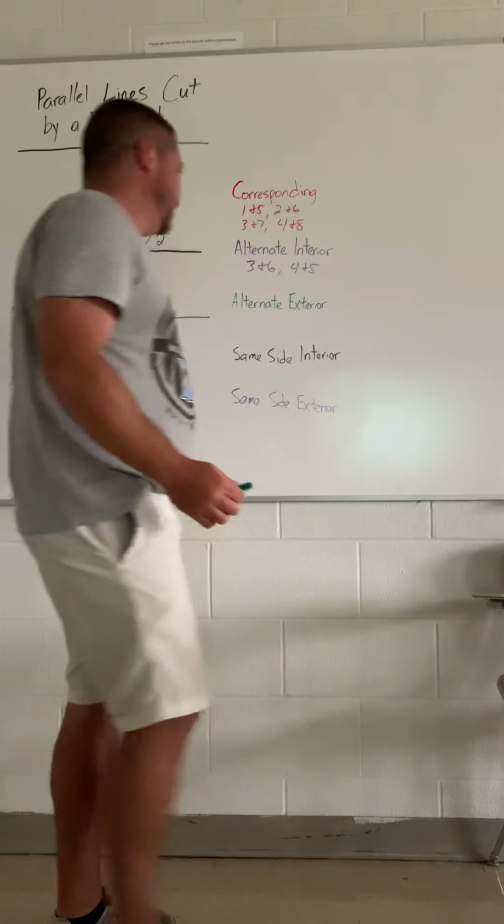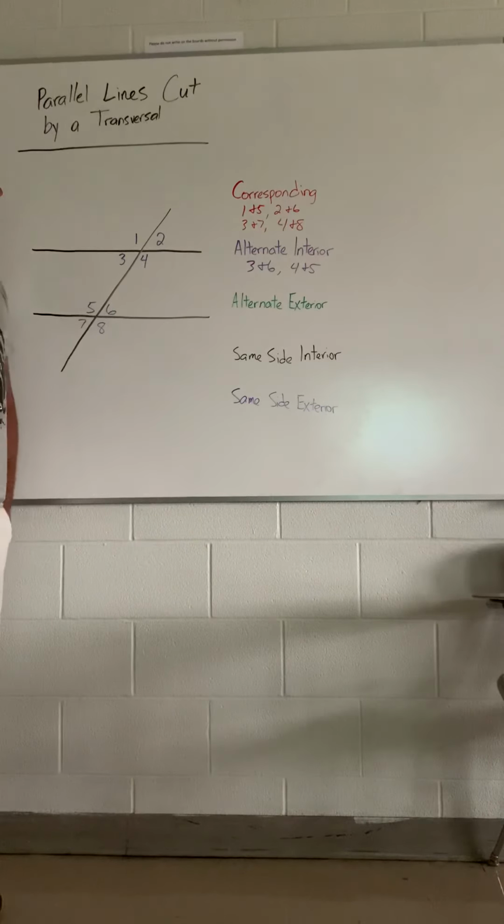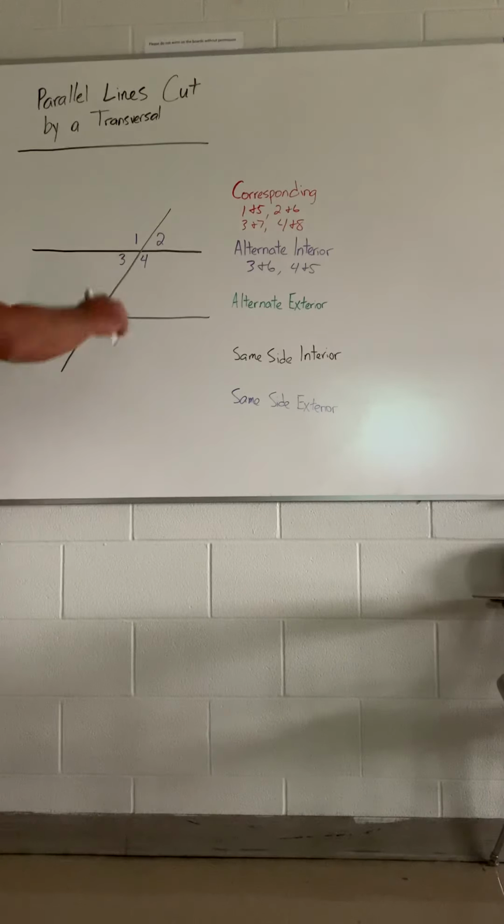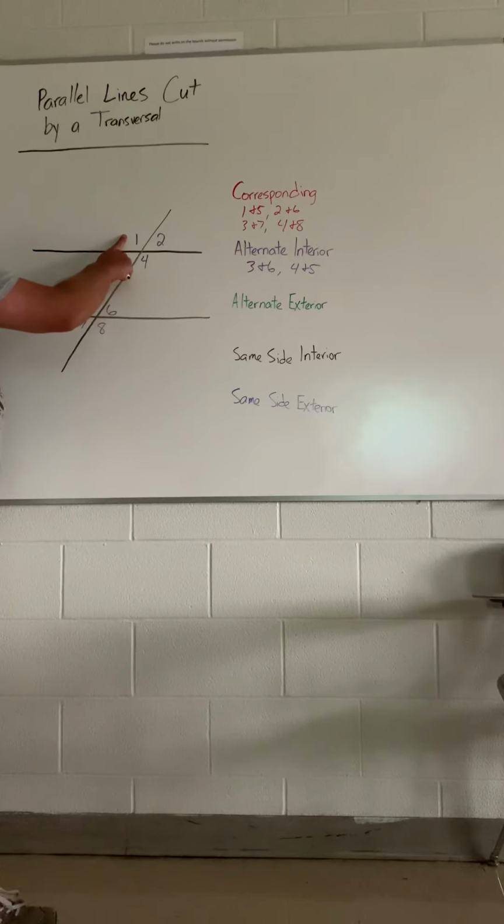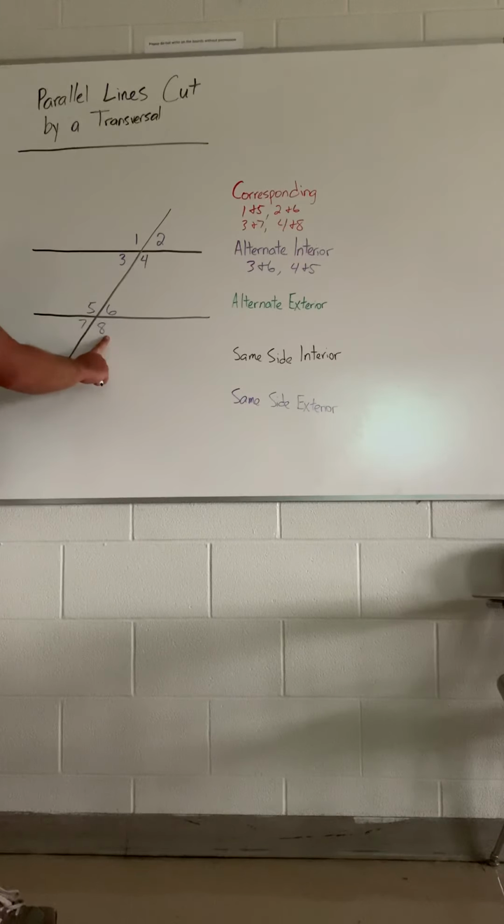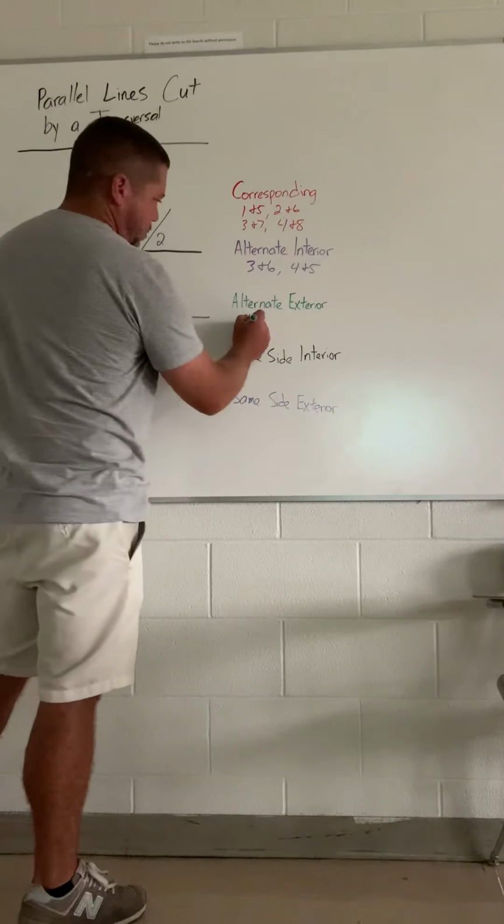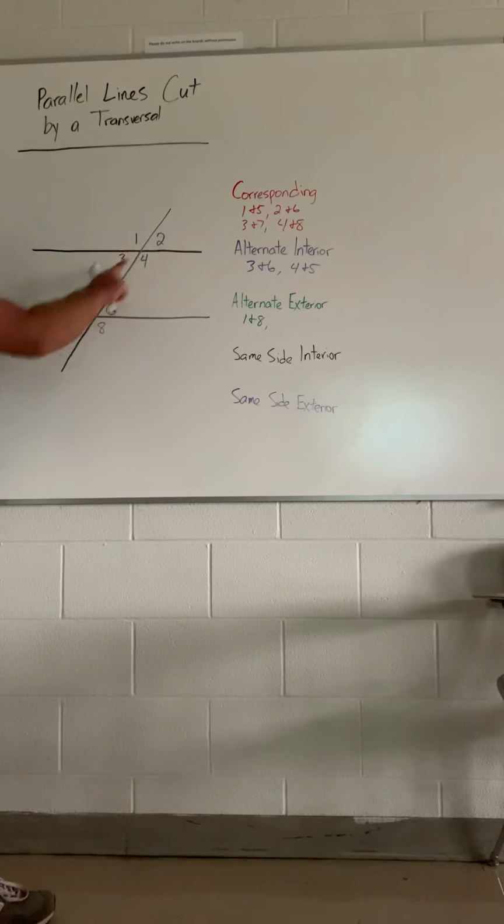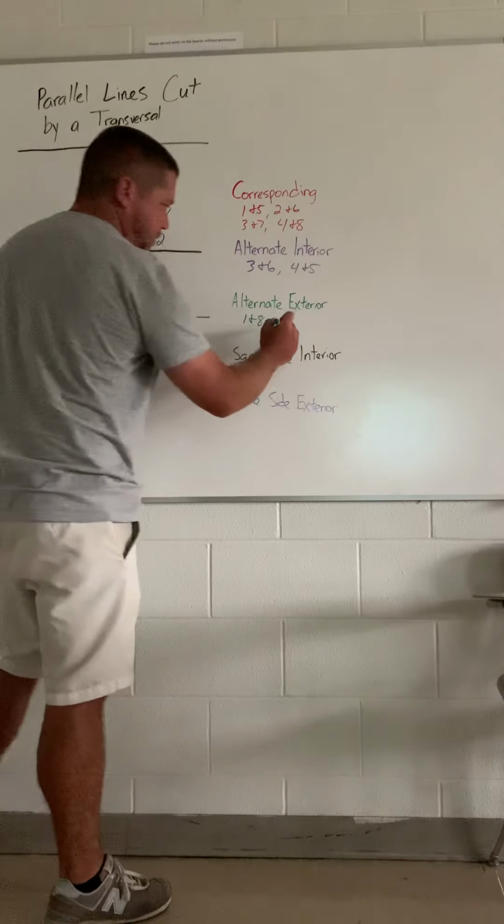Okay. The next type of angle pair that we have are alternate exterior angles. So we're talking about the exterior of the parallel lines, or the outside of the parallel lines. So we're on alternate sides again. This is outside, this is outside on the opposite side. Outside, outside on the opposite side.